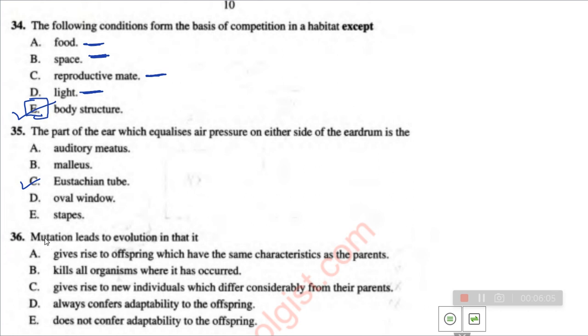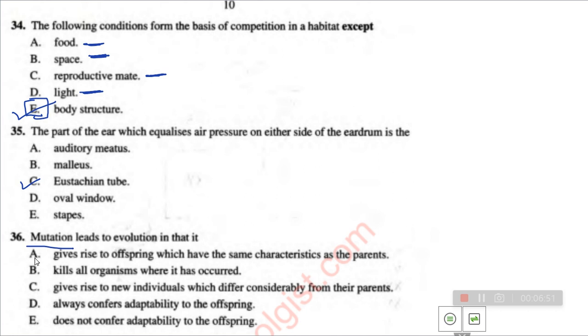Number 36: mutation leads to evolution in that it... What's mutation? Just ask yourself that. Mutation is like the gene being altered, such that maybe a parent has a particular trait or character. That character will have been altered due to mutation. So when the person gives birth to a new child, the child is going to have a different gene apart from the parent, because the gene of that parent has been altered. That's when you see children not resembling their parents. You see some traits that are strange in the children. What causes it? That is mutation.